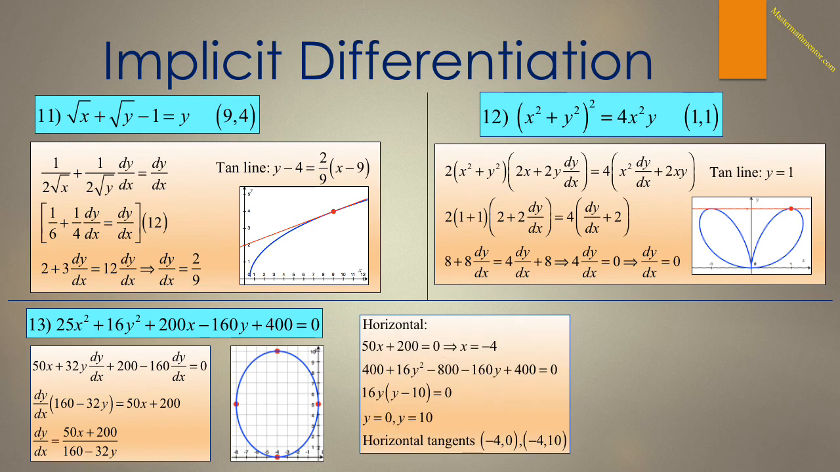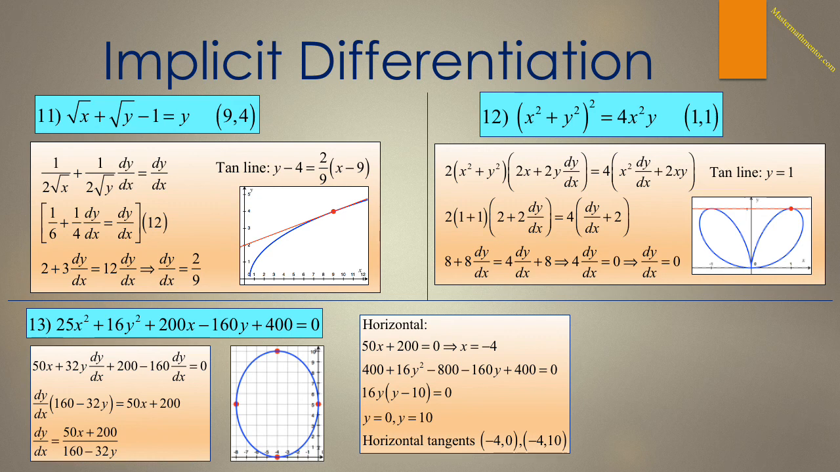To find horizontal tangents, the derivative must be equal to 0. And since the derivative is (50x plus 200) over (160 minus 32y), we set the numerator equal to 0. 50x plus 200 is equal to 0, and x is equal to -4. So that is the x-coordinate where there are horizontal tangents.